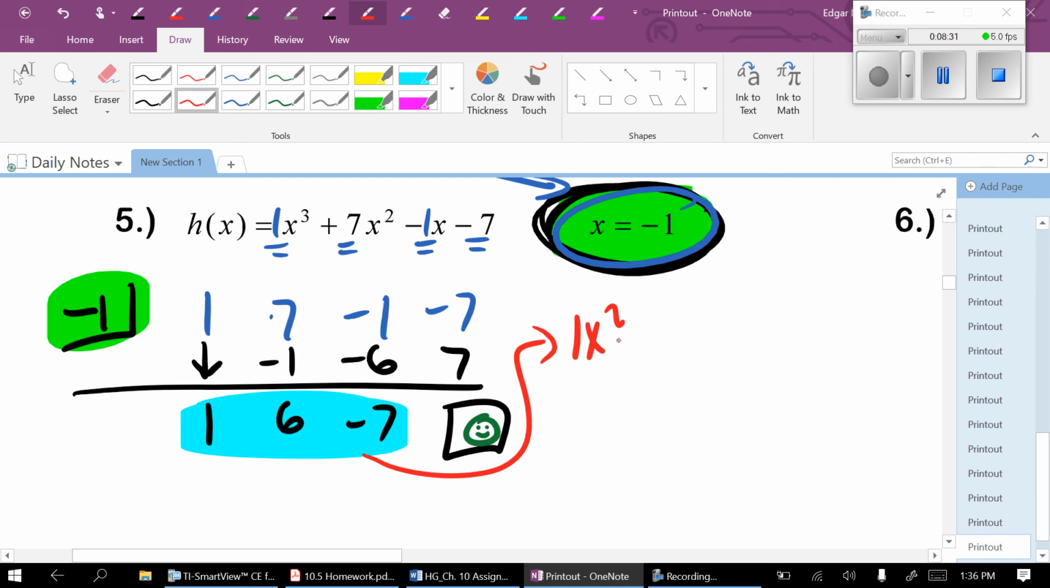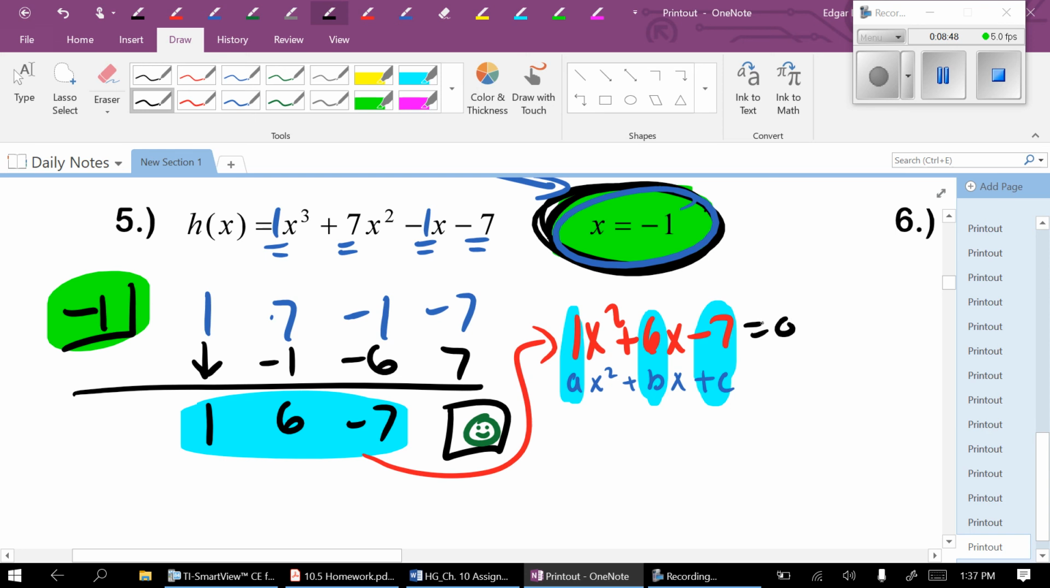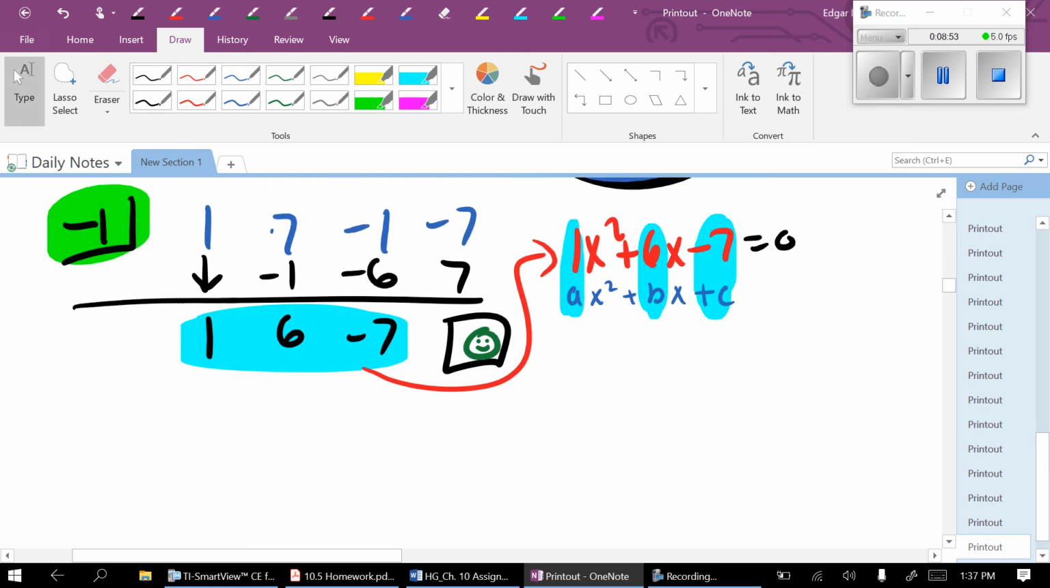So this gives me 1x squared plus 6x minus 7. Now, guys, that is a function. It's in ax squared plus bx plus c form. This is what I need for the quadratic formula. Remember, guys, we can set this equal to 0 and solve to find the remaining x's. So that's exactly what I'm going to do. That's what we did yesterday, kind of as an intro, but that is exactly what we did yesterday. So let's go ahead and do that.